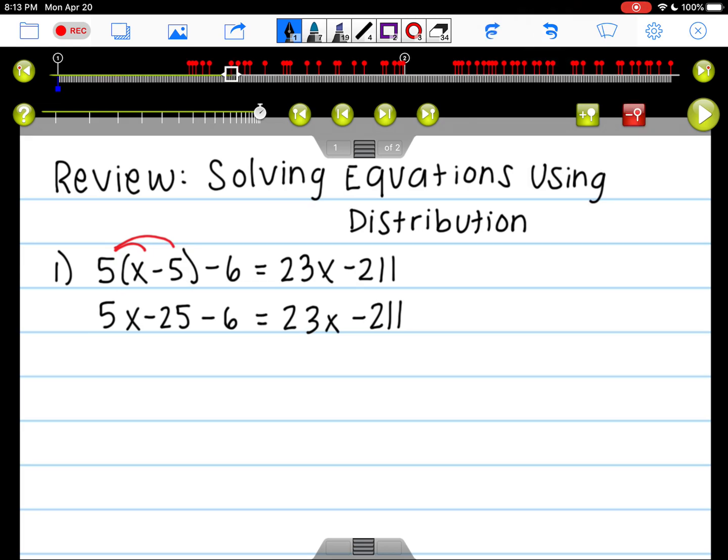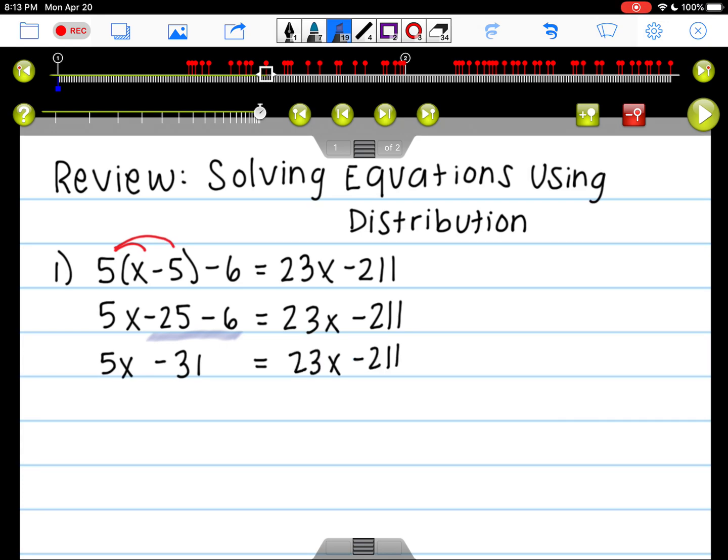So what do I have in common? I have the negative 25 and the negative 6. Those two are like terms because they both do not have an x. They're called constants, numbers without a variable. They're just numbers, so we're going to combine those two. We bring the 5x down, minus 31, and bring down that equal sign.